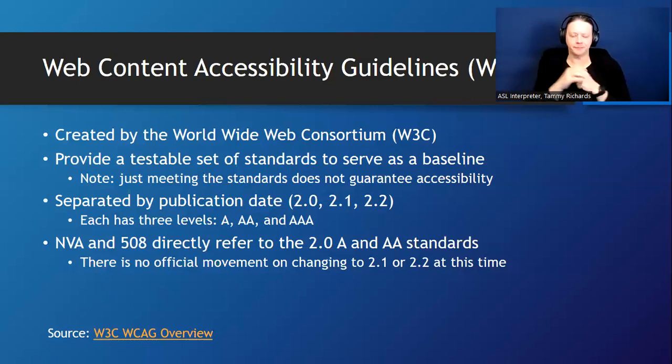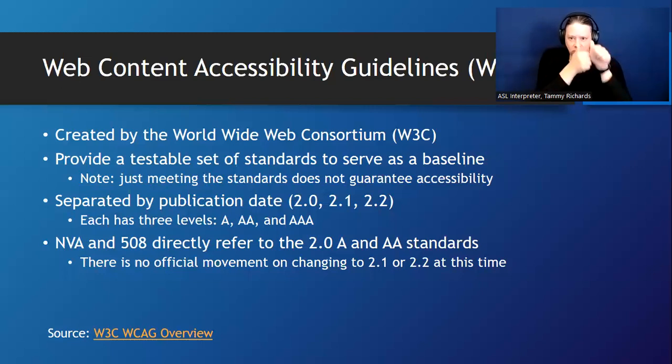Now, the NVA and 508 directly refer to the 2.0 single A and double A standards. So if you're working within the state, or if you're working as a vendor with a state entity, and you're wondering, how do I meet those laws? In general, the 2.0 single A and double A standards are what you're looking at. There isn't any official movement on changing those to 2.1 or 2.2 across the board. Individual organizations have made the decision to do so.